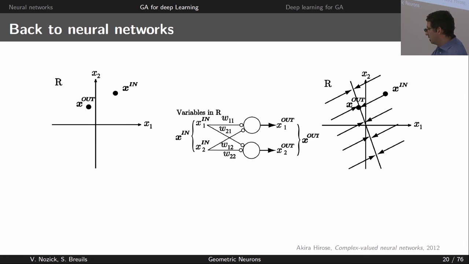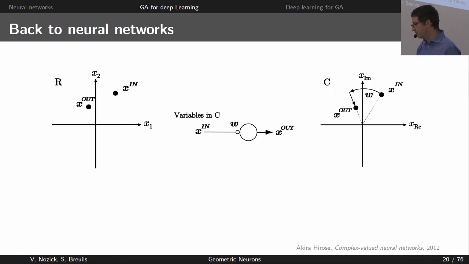Okay, so is that a problem? Well, maybe yes, maybe no. But now let's consider exactly the same problem, but with complex numbers. So now the input is a complex number. It has 2 entries, so let's say the real part and the imaginary part. And the weight is also a complex number.